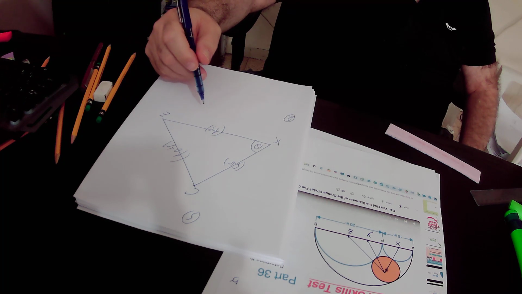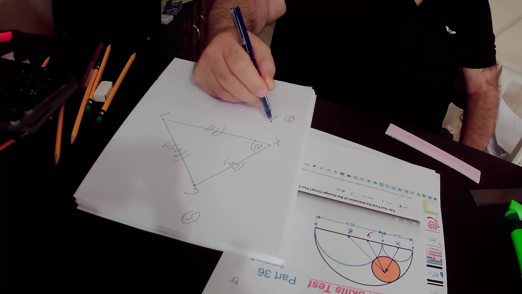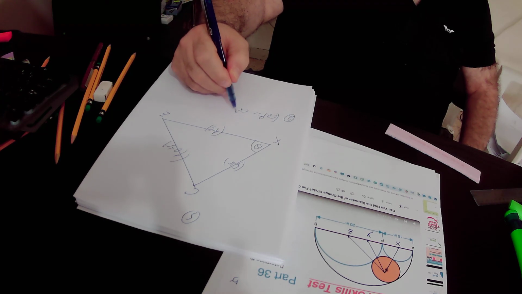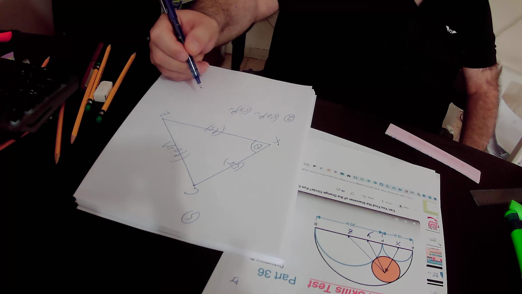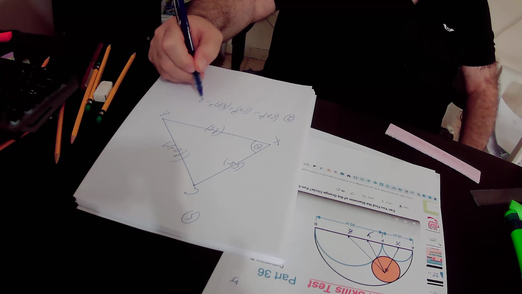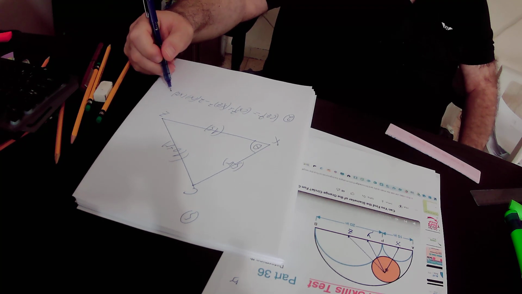Cz square, according to the law of cosines, Cz square must be equal to Cx square plus Xz square minus 2 times Cx times Xz cosine theta.